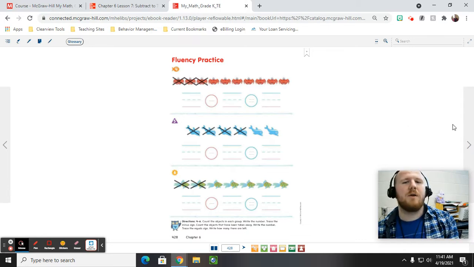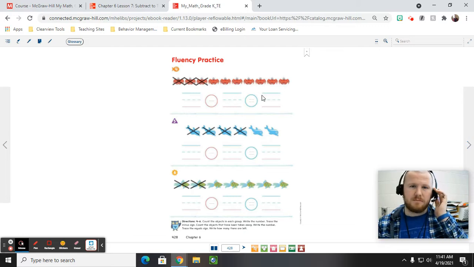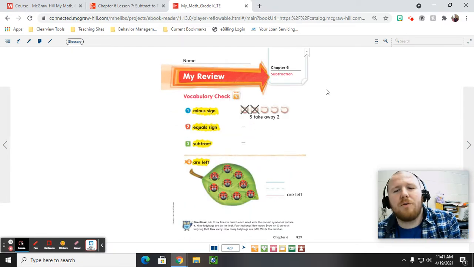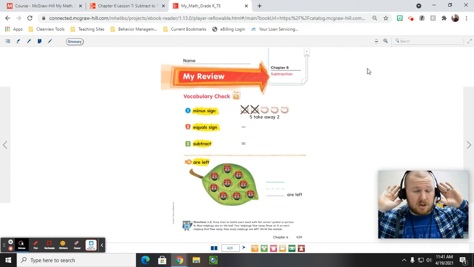Same thing. We've been doing this so much. You guys, this should be a piece of cake, really. Because look, they have the crosses there. They show you how many they're taking away. So super easy. But anyway, in the review, here are the key things that we need to talk about, okay?